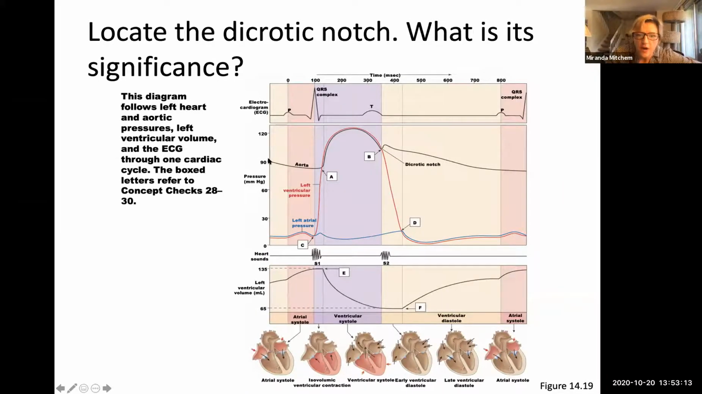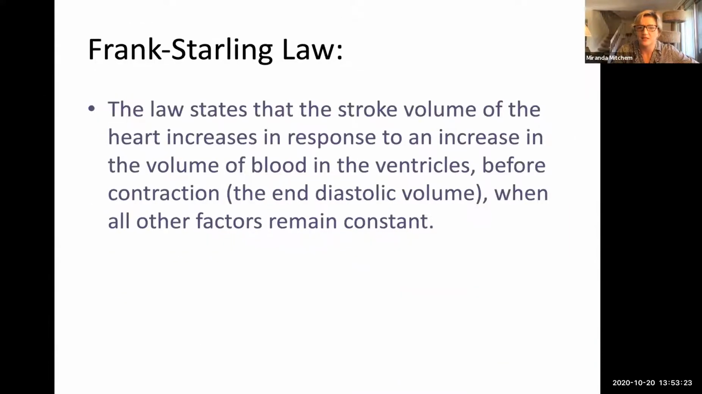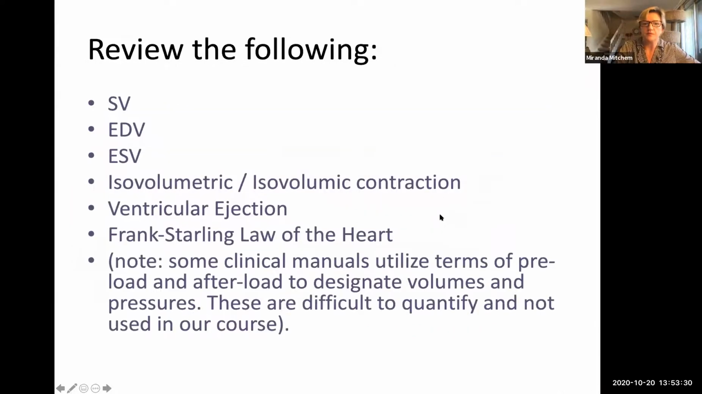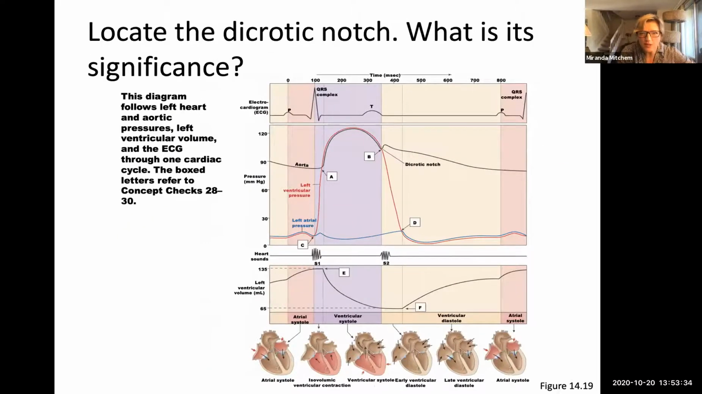So we've got our dicrotic notch shown right here at point B. Let me back you up, sorry. At point B right here. I wanted to point that out. Where were we? Okay.